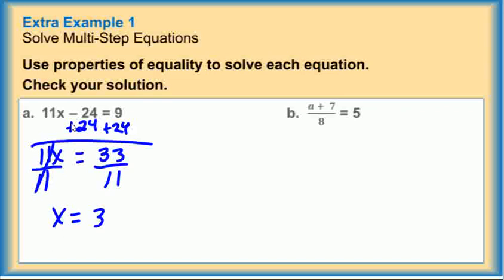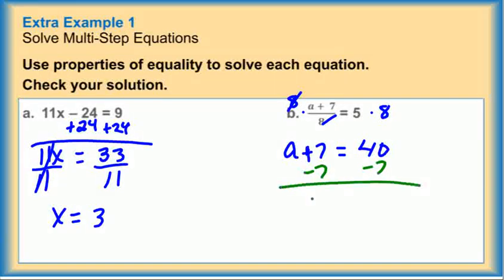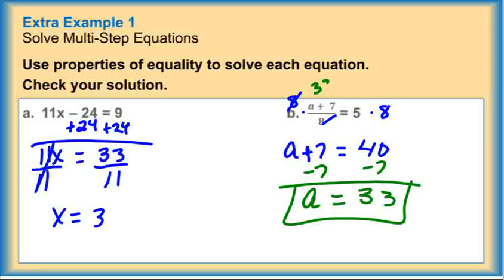Letter B, again, I have a fraction here. To get rid of the denominator, I multiply by the denominator on both sides, and I'm left with a plus 7 equals 40. The opposite of adding 7 is subtracting 7. So if I subtract 7, I'm left with a equaling 33. And I want to put 33 back in. 33 plus 7 is 40. 40 divided by 8 is 5.